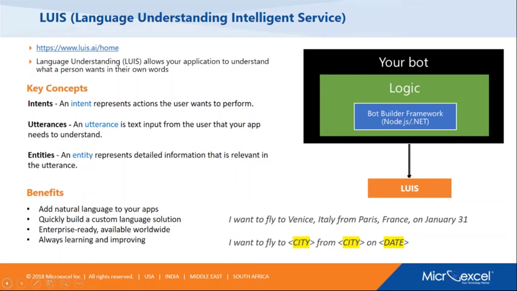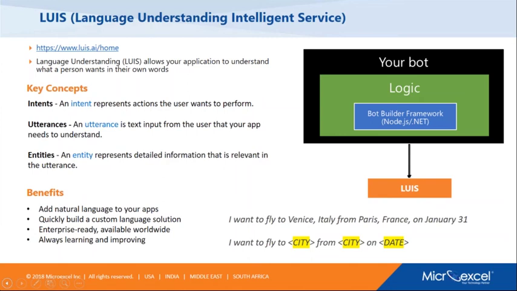Now let's look a little bit at LUIS, which is again one intelligent service tool which is helpful in creating bots. LUIS allows your applications to understand what a person wants in their own words. It doesn't have to be a machine language, it doesn't have to be technical. Whatever a user wants to say, LUIS can easily understand and parse that information. It allows developers to build applications that can receive user inputs in natural language and then extract the meaning out of it.